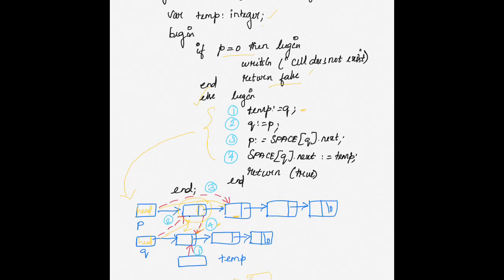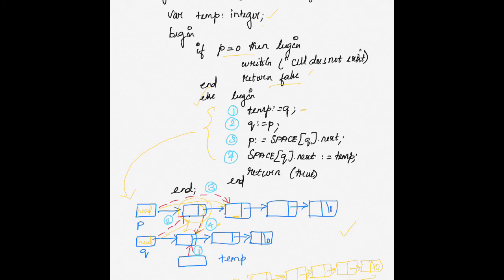So now Q of head will contain, it already has 3 cells. In addition to that, one more cell will be added to it. So all these 3 will be the existing ones, and this comes from P. And this is how a cell is moved from one list to another list. So now what is the use of this move?